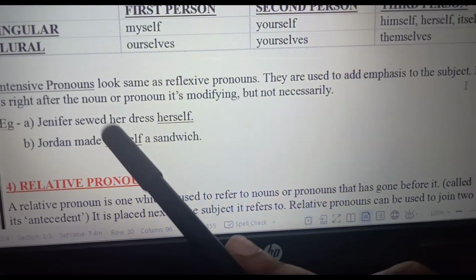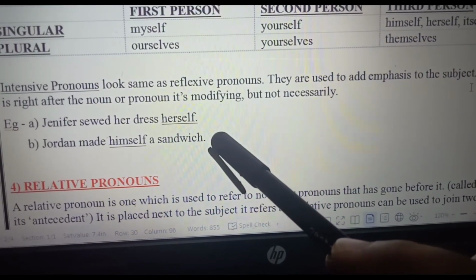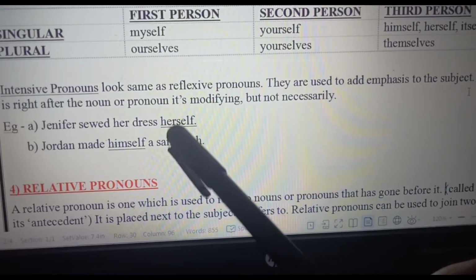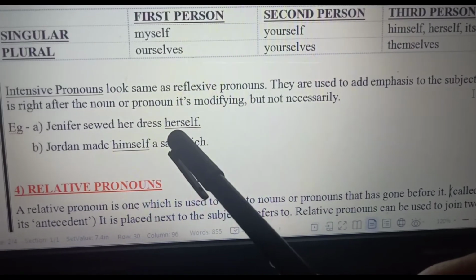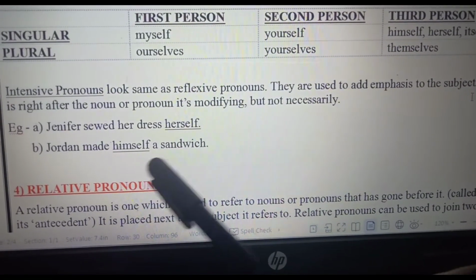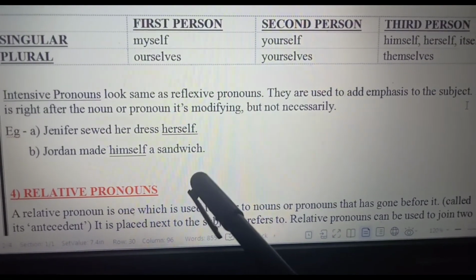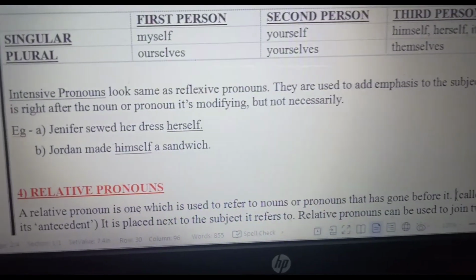Jennifer sewed her dress herself. Here it is telling that she herself did this thing. So it is laying an emphasis that she sewed her dress herself. Now here, Jordan made himself a sandwich. Here also it's laying stress, laying emphasis that Jordan himself made a sandwich.